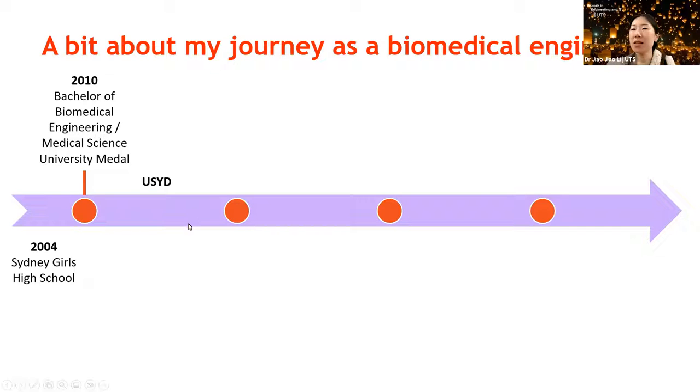So I graduated in 2010, and I was very fortunate to have topped my cohort in biomedical engineering, in the Bachelor of Biomedical Engineering at Sydney Uni in that particular year. So that's why I was awarded the uni medal. And I think that was the reason why I decided to go on to a PhD straight away. I guess three reasons. So firstly, because I was a little bit more confident then about my academic ability.